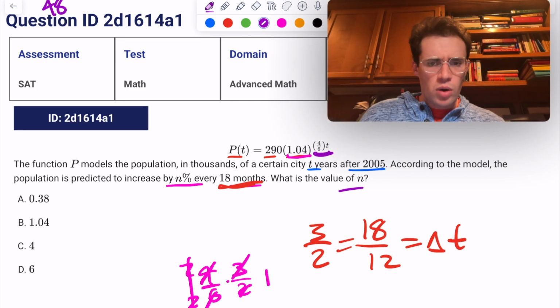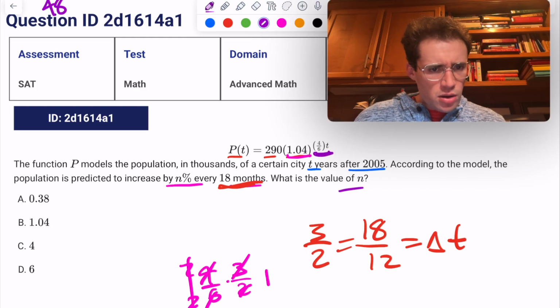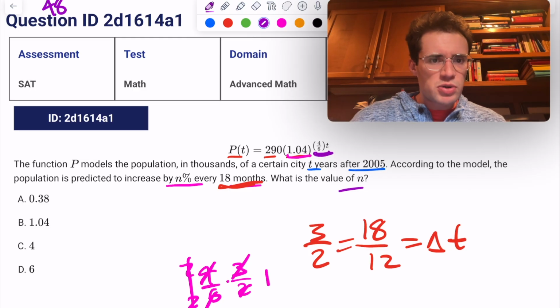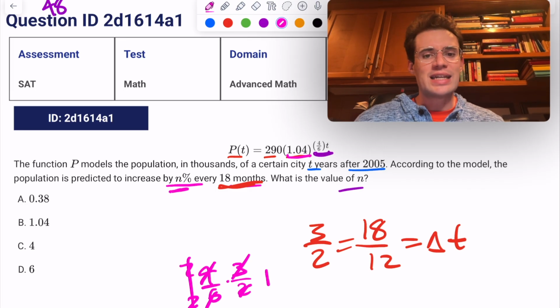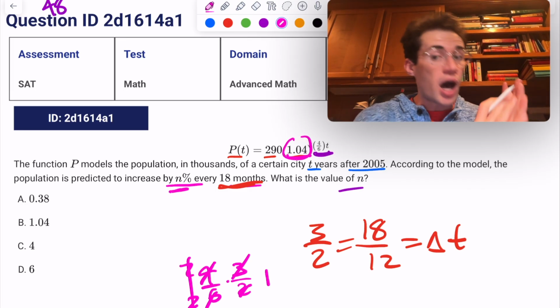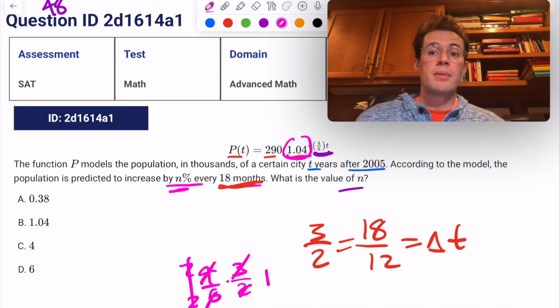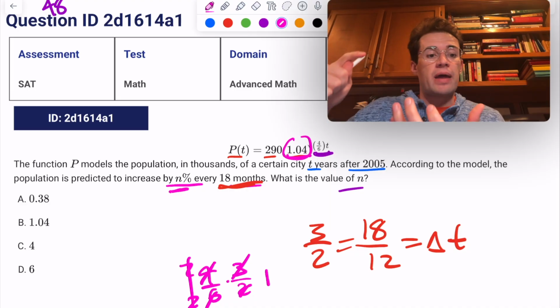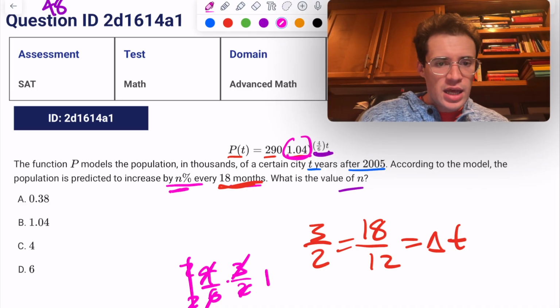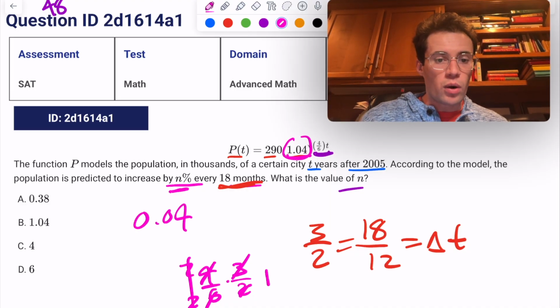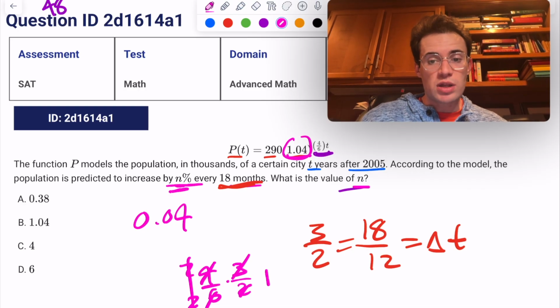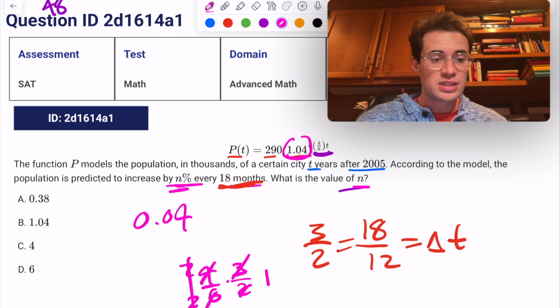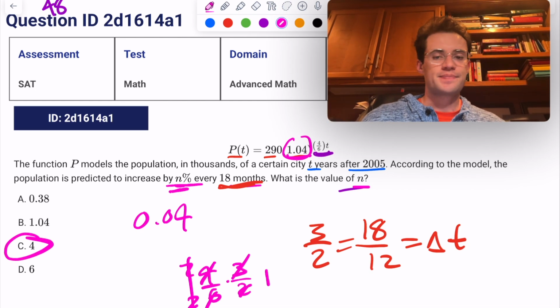All right. So again, they said according to the model, the population is predicted to increase by n% every 18 months. Well, it's increasing by 4%. You're multiplying it by 104%, 1.04, but that means you keep the 100% of what you had, and then you go up 4% from there. Right, so it's going up 4%, and we don't have to write 0.04, right? That would be 4% as a decimal, because it says n%. We just want the value of n, so what percent? That's 4%, so it'd just be C.